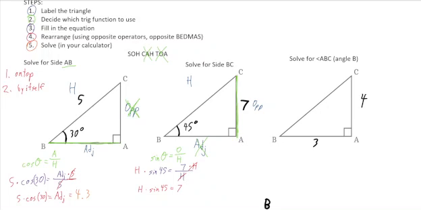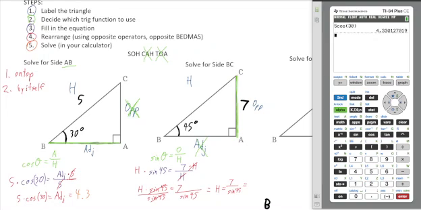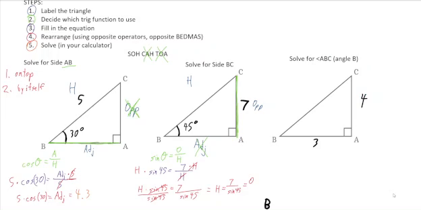Then we can divide by sine 45 on both sides. And this will leave us with h equals 7 over sine 45, which equals 9.9. Yeah, we're going to leave it there. 9.9, which is our last step, which is plugging it into the calculator.